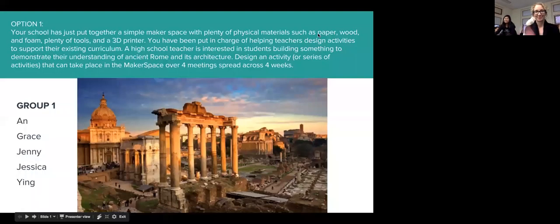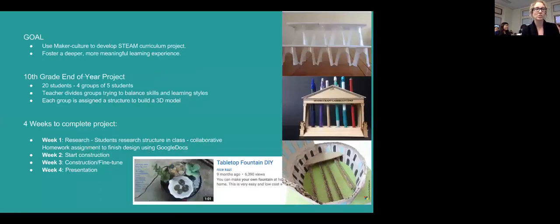Hi. Hello from Chicago, Texas. So we chose option one, as did three other groups. We are working with a group of 10th graders. We're group one. I'm Jenny. You can see there's Anne, Grace, Jessica, and you behind me. We'll just start right in here. Our goal was to use makerspace culture to develop a STEAM project.